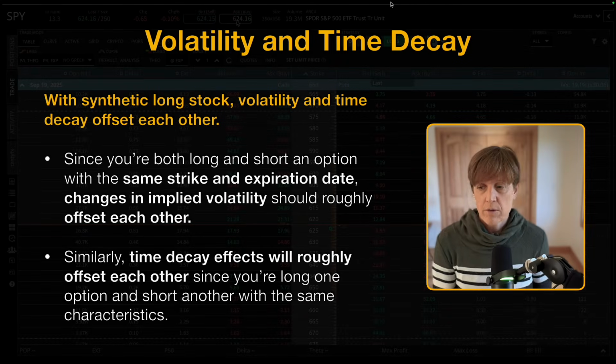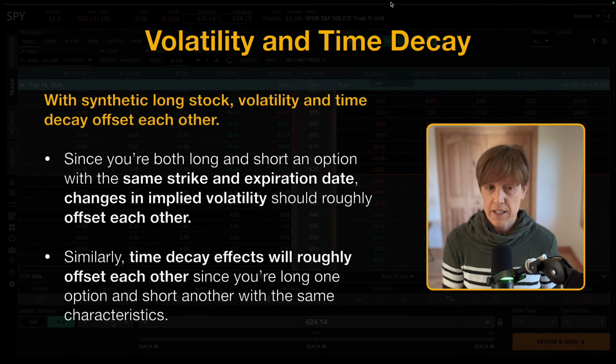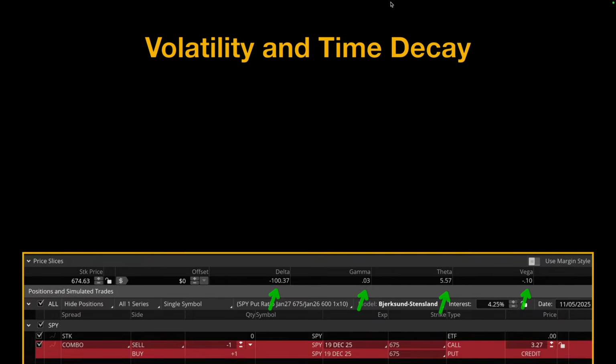So now let's talk about volatility and time decay. With synthetic long stock, volatility and time decay offset each other. Since you're both long and short an option with the same strike price and expiration date, changes in implied volatility should roughly offset each other, and the same goes for time decay.